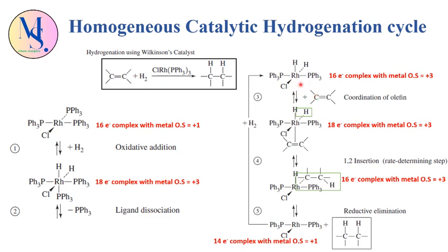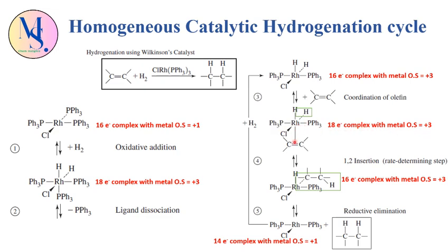So in the third step, the olefin will be coordinated into this complex like this, and during coordination step, it will provide its pi electrons to this metal. So its electron count will be increased from 16 to 18, but its oxidation state will remain same, that is +3 and +3 in this case.